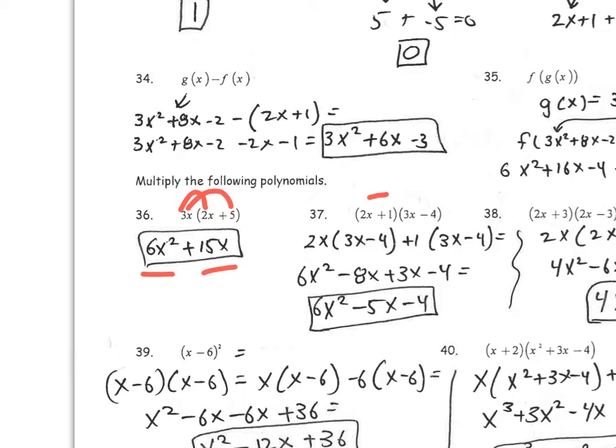For 37, we are multiplying two parentheses together. You take the first term of the first parentheses, which is 2x, and you multiply it by all of the second parentheses. Then you take what's left of the first parentheses, which is plus 3, and multiply it by all the second parentheses. Now, this is called double distribution.